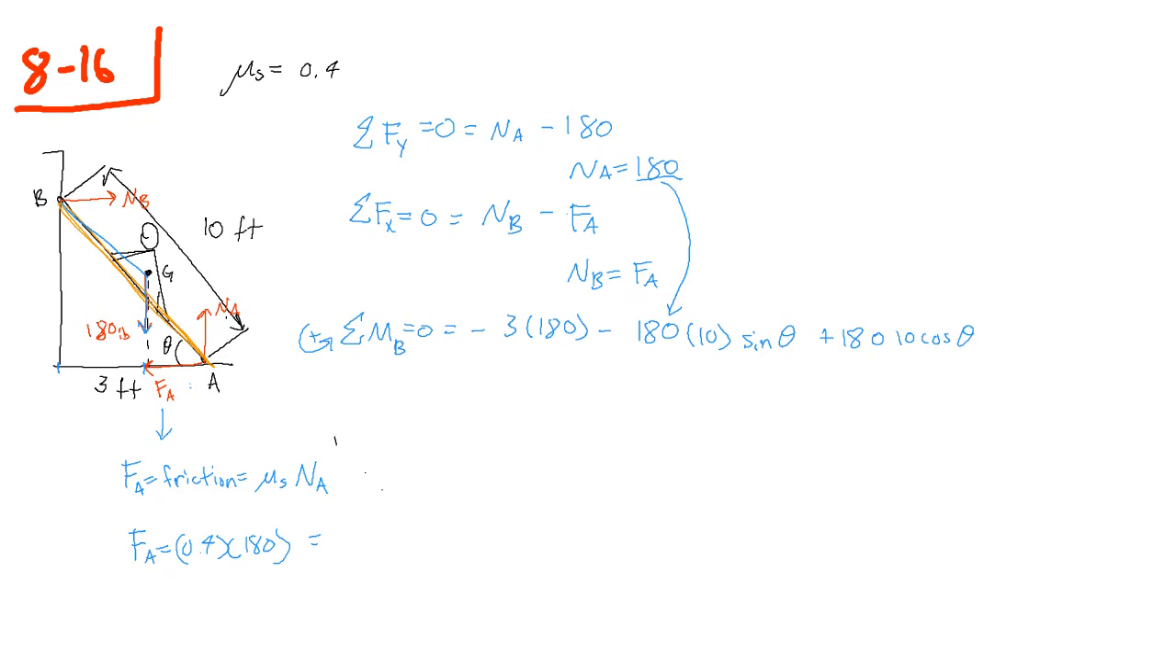I see where I messed up at. That's what this is missing. This is missing that 0.4 here. Right. So I made a mistake here. This here is NA. This here is FA. There we go. Because we're doing a moment about B, so yeah, I think this one obviously is that force.